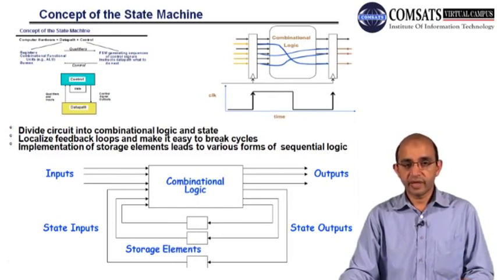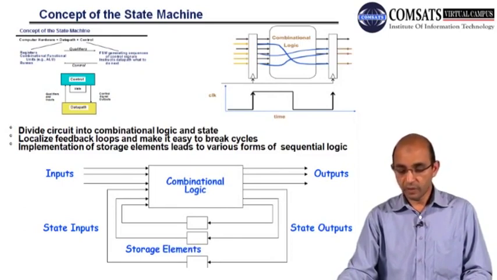So we need to decide when we have to store the state and when we have to provide the stored data as an input to the combinational logic. These are very key and important elements. That is the difference between the combinational logic and the sequential logic.